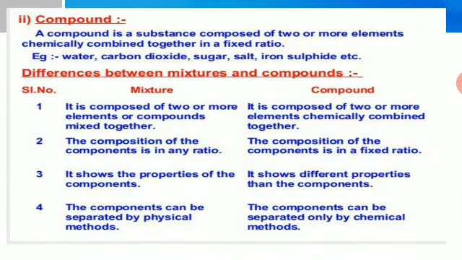Now we have known what compounds are. A compound is a substance composed of two or more elements chemically combined together in a fixed ratio. And here are the differences between mixtures and compounds.